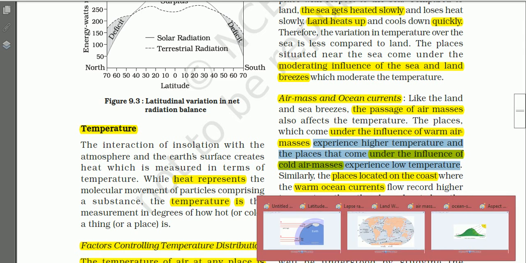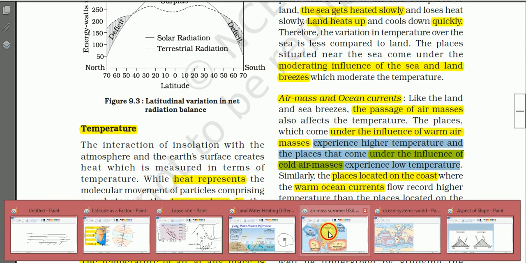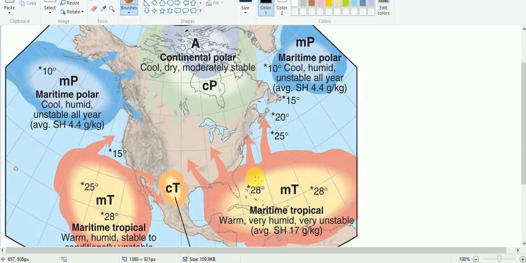See here, this is an air mass. Maritime tropical warm air mass. mT means maritime tropical. Maritime tropical warm air mass, and here the water vapor content, the specific humidity, is 17 gram per kg.